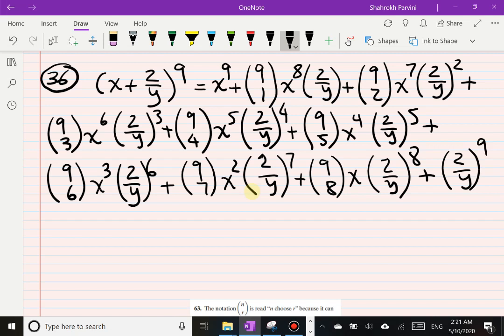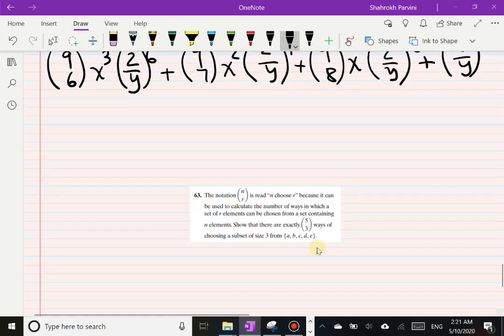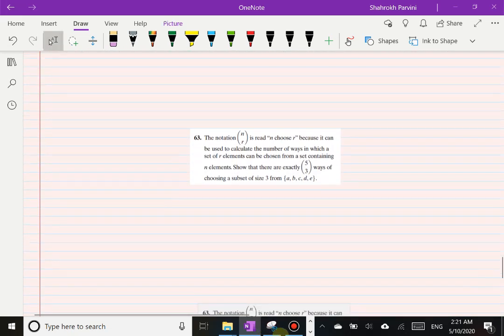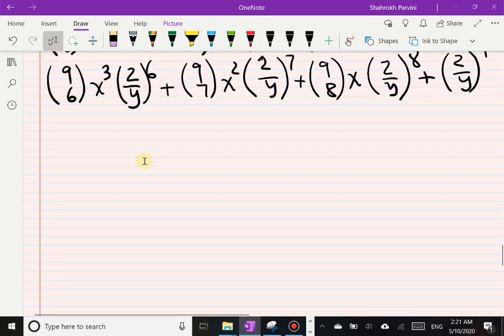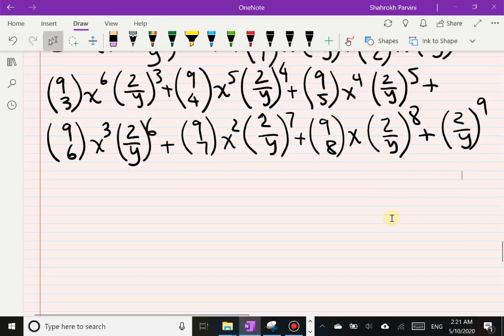We should have 10 terms in this expansion. 10 terms. Now, I use my calculator. You can use your calculator to do all those coefficients in front. Okay? And so that's what I did next. Let me show you what I mean. What I did next, I did these.